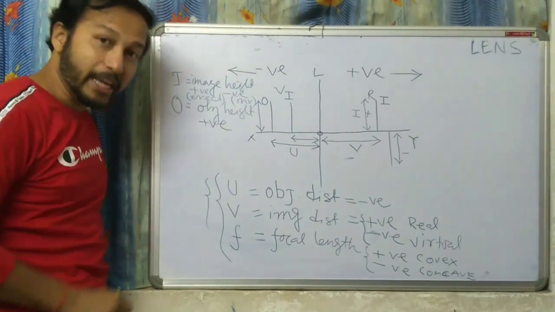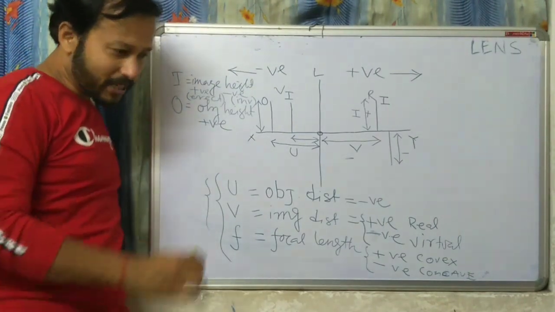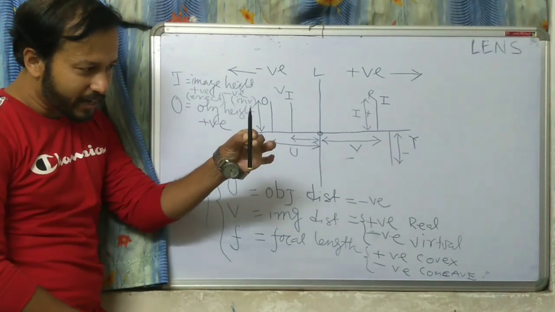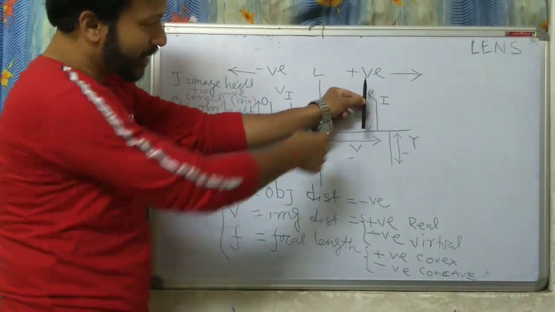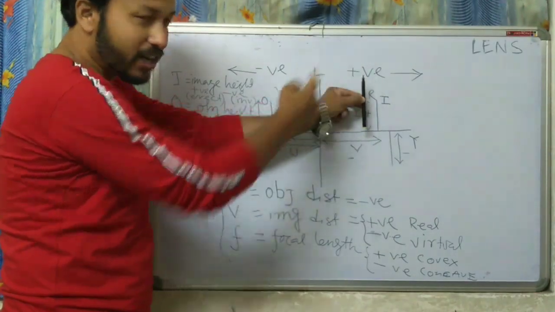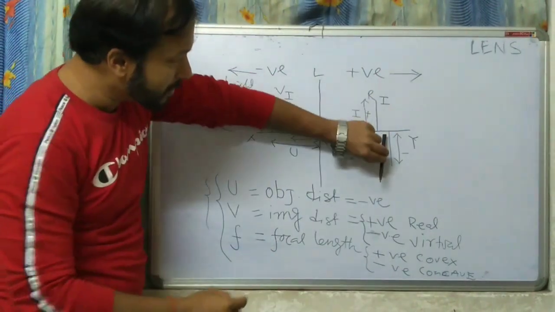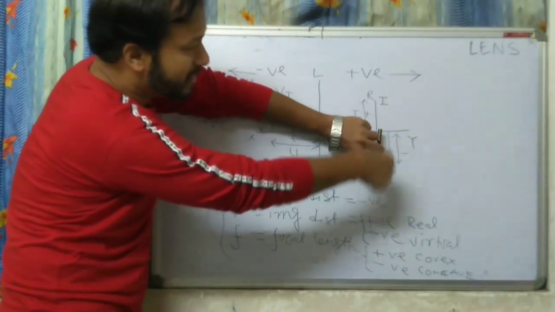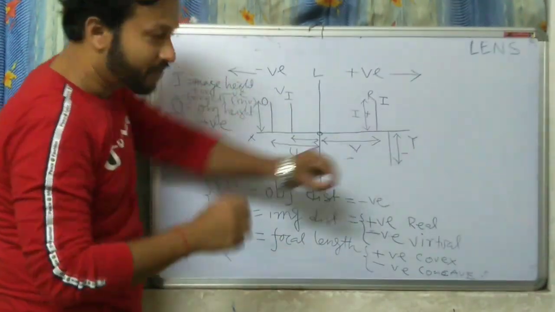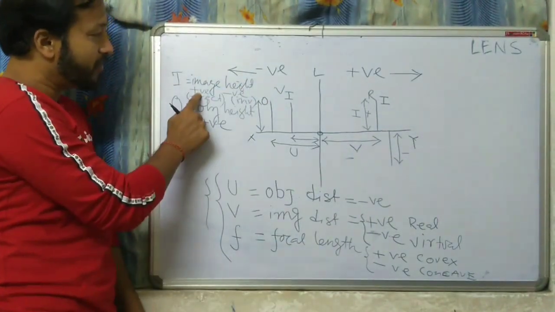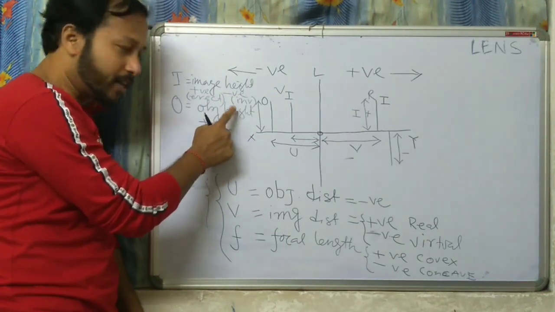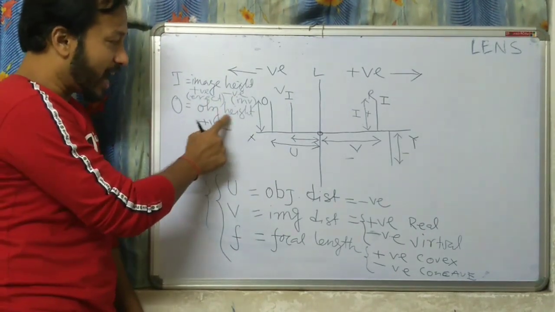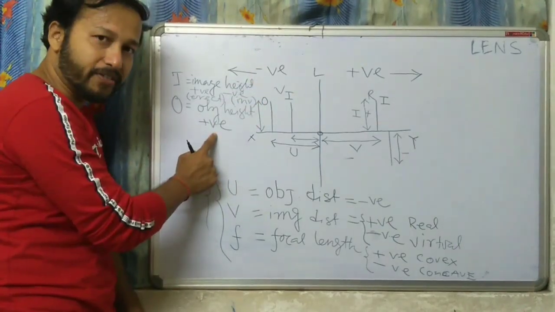And I is image height. This is the image you are getting, so this is the image height, which is positive for erect. This is image height, but this is inverted, negative. So image height is positive as well as negative. Positive for erect, negative for inverted. And object height, which is always positive.